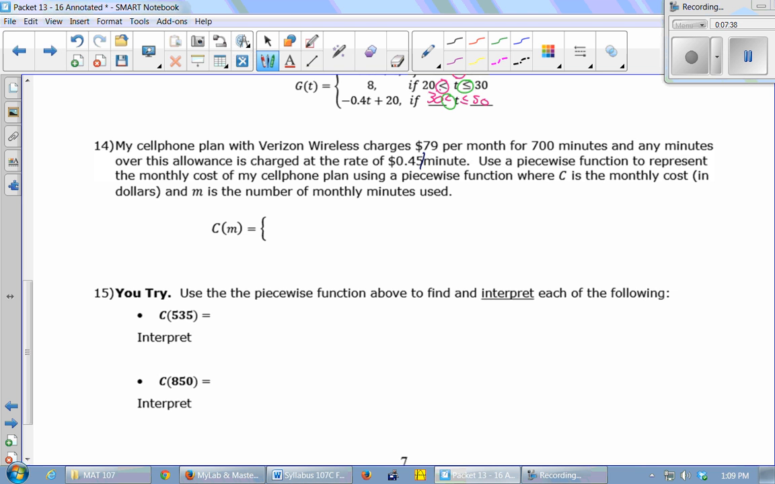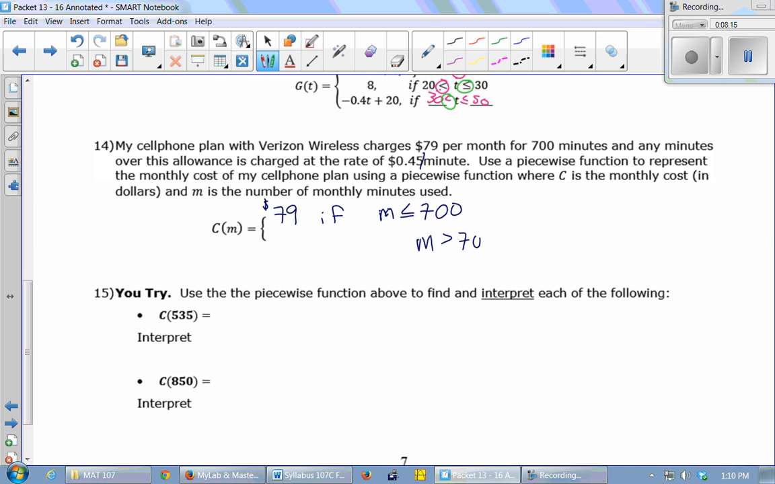So if I use less than 700 minutes, how much is my bill going to be? $79. So I'm going to have two different formulas. One if you use less than 700, one if you use more. So if I use less than 700 minutes, I just get charged $79. $79 if M is less than or equal to 700, because you can use up to 700 and you just get charged the $79.